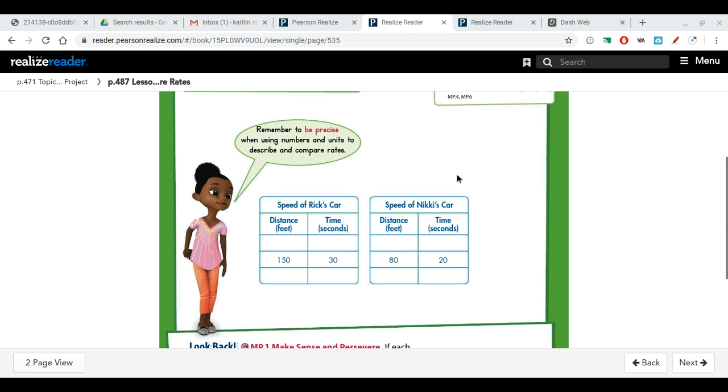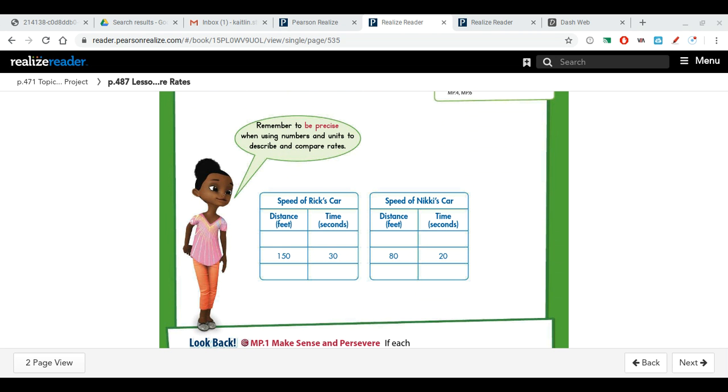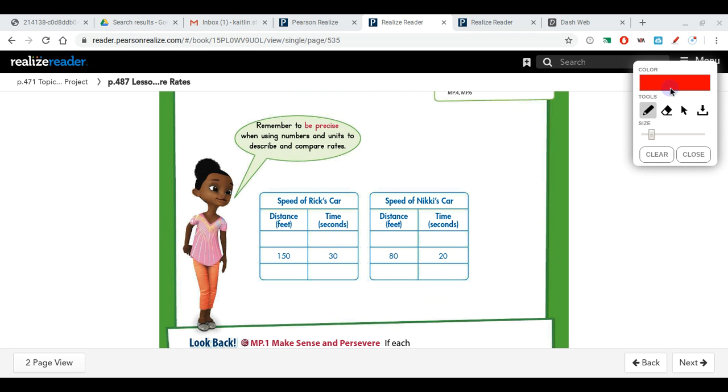What they've given us here is a table that we can use to find information. So I can solve by using a table, or the other thing I can do is just find the unit rate. So we're looking at distance per time. So I'm going to do 150 feet divided by 30 seconds.